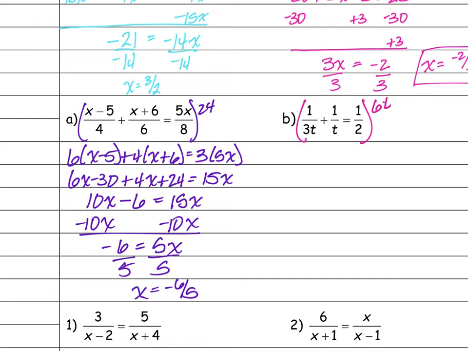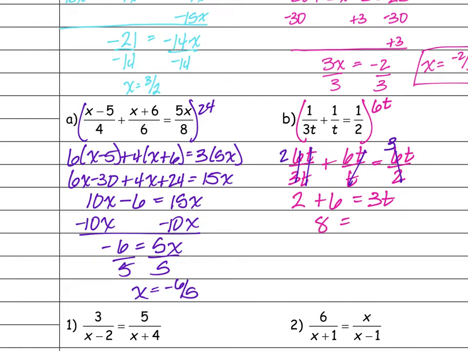So I've got 6t over 3t plus 6t over t equals 6t over 2. The t's go away, and this makes a 2. The t's go away, and this makes a 3. So I think this is 2 plus 6 equals 3t. 8 equals 3t. Divide by 3. T equals 8/3.